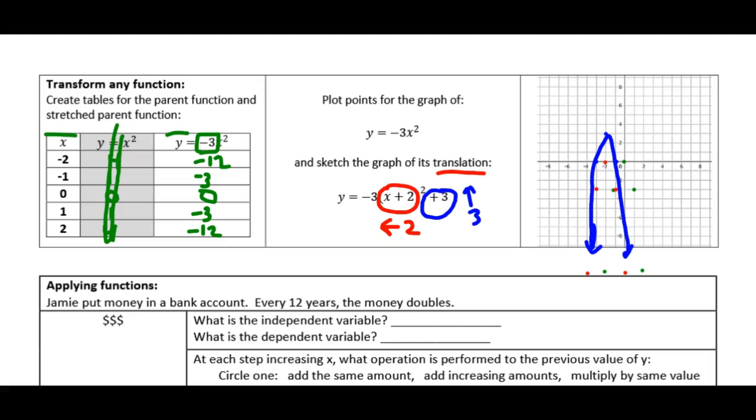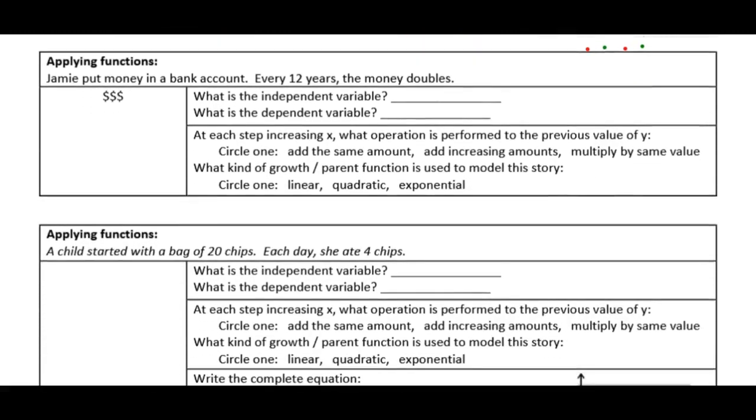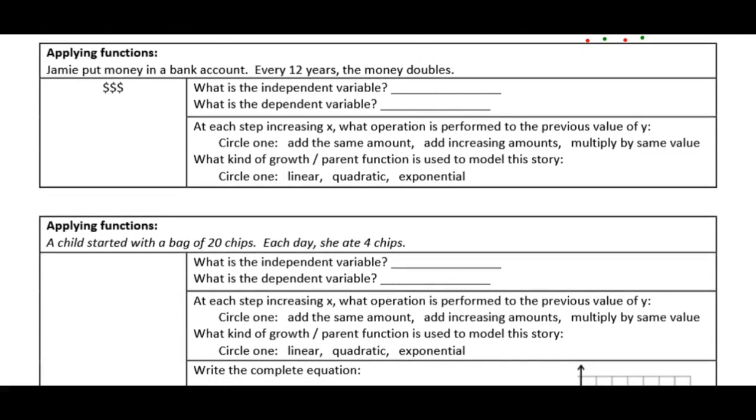So now continuing down to a few more problems, we are going to apply functions and look at where these applications work out. So Jamie put money in a bank account. Every 12 years, the money doubles. So we have money, it's in a bank account. So we have money in the bank account. So that's where it accumulates. And then every so many years, every so much amount of time, the money does something. It multiplies by 2, it doubles.